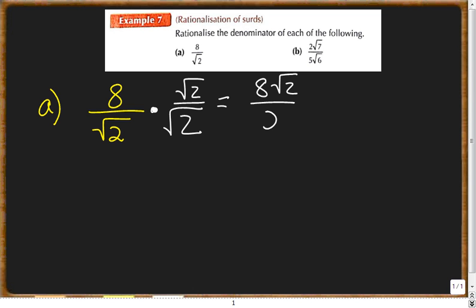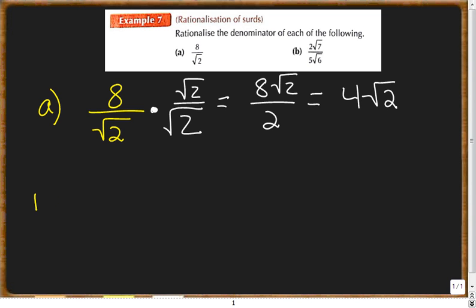which makes 8 times the square root of 2 over 2, which 8 over 4 makes 2. Or excuse me, 8 over 2 makes 4. So now we've rationalized the denominator. You can still think of this as 4 times the square root of 2 over 1, although that's not necessary.